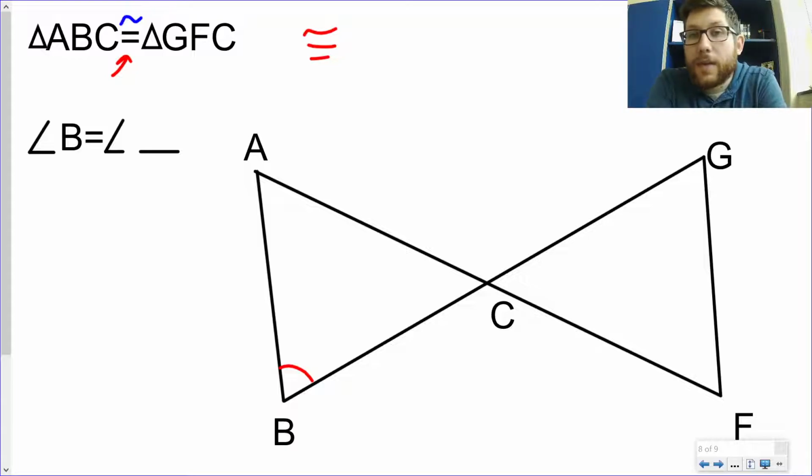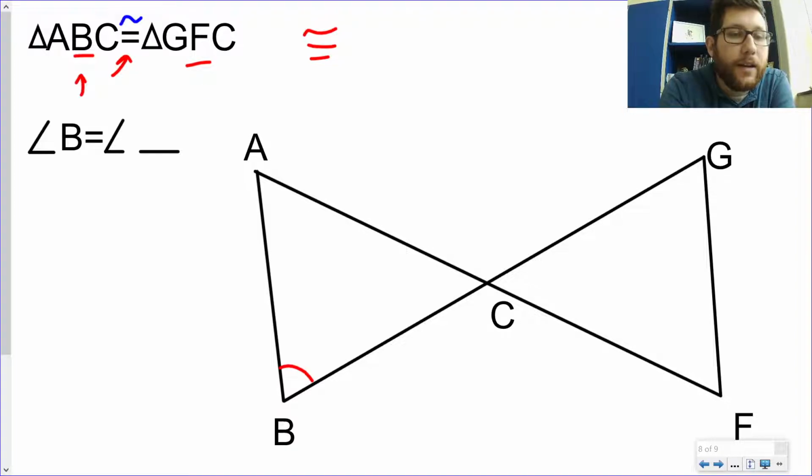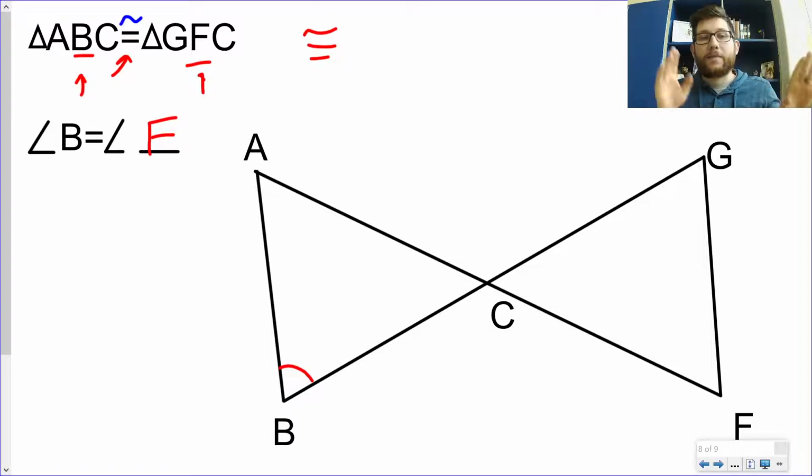Well, here's how you tell, actually. Angle B is equal to, look at the other letter in your congruency statement. If I've got B in the second slot here, then it matches with angle F because F is also in the second slot there. So angle B is equal to angle F. So if you're not sure, you can always look back to your congruent statement and match up the letters. A matches with G, B with F, C with C. Okay, that helps us figure out which angles are congruent to each other.